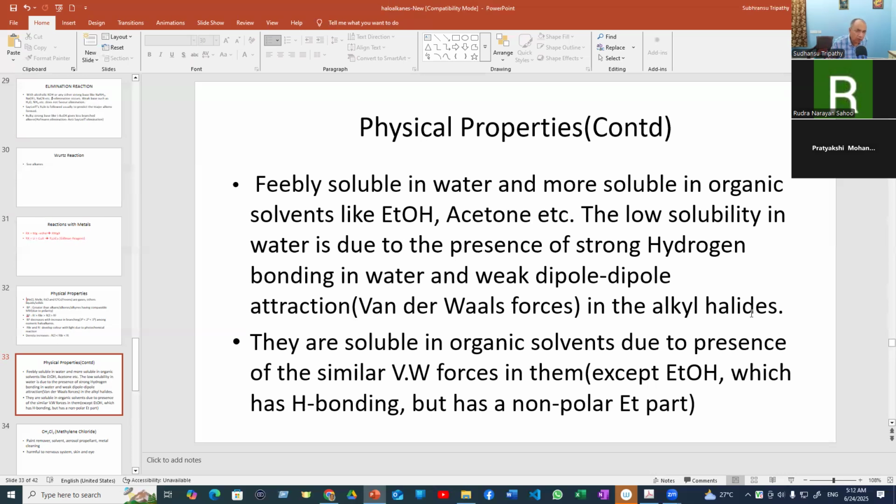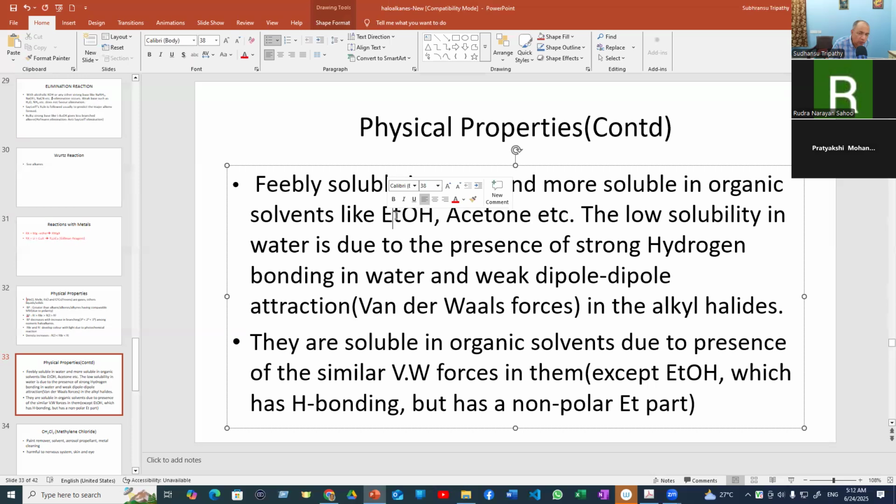And moreover, they carry the alkyl group, which is non-polar. The carbon-chlorine bond is slightly polar, but the other alkyl groups, ethyl, methyl, propyl, butyl, are non-polar, so they don't like water. So they are feebly soluble, but slightly soluble in water. They are soluble in organic solvents due to the presence of similar van der Waals forces, except ethanol, which has hydrogen bonding, but it has a non-polar part, ethyl, that helps in dissolving alkyl halides.